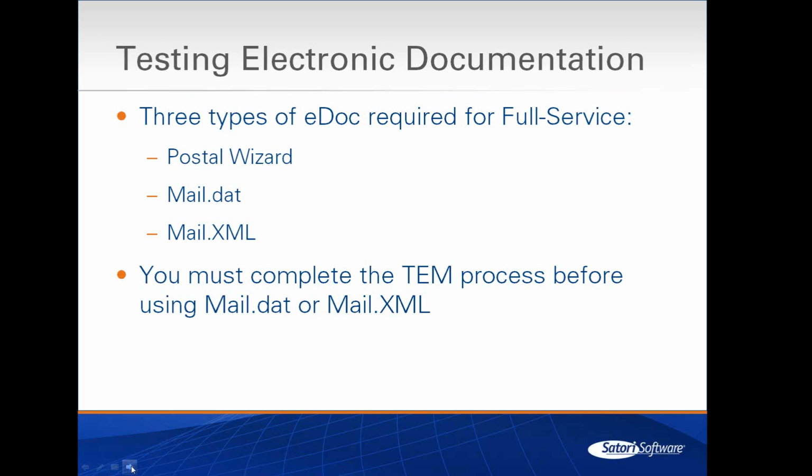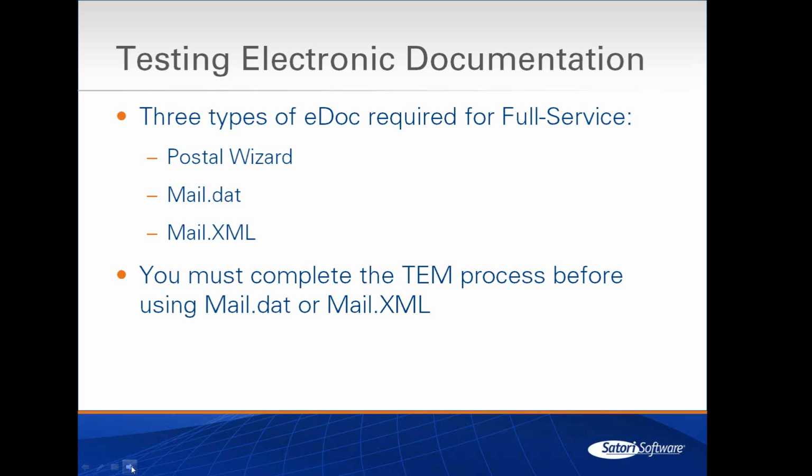Now, the Postal Wizard is a pretty simplistic way of being able to satisfy the electronic documentation requirement, because basically the Postal Wizard is a way for you to type in just the information from your postage statement. So if you have a really simple mailing that's under 10,000 pieces, you'll be able to use the Postal Wizard to submit that electronically. However, if you mail over 10,000 pieces, then additional documentation is required. Of course, you'll need your qualification report and any of the other documentation that's required for that mailing. And the Postal Wizard doesn't support that. So you would need to upgrade to either Mail.dat or Mail.XML.